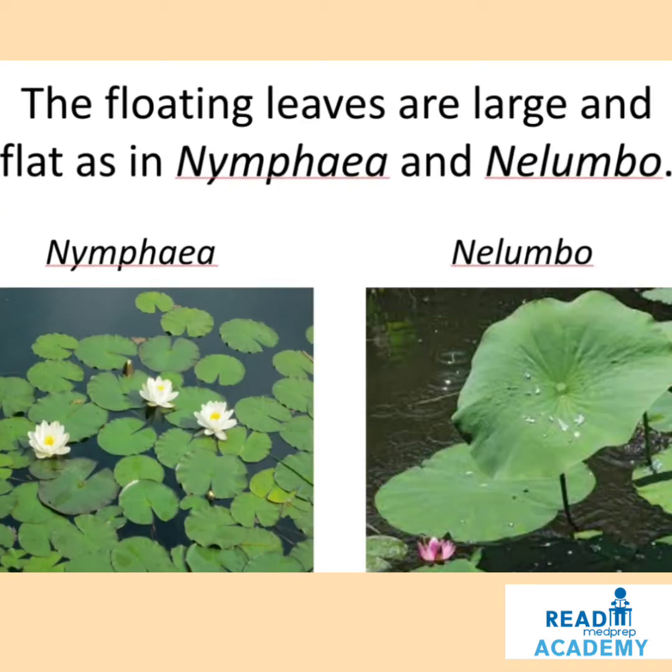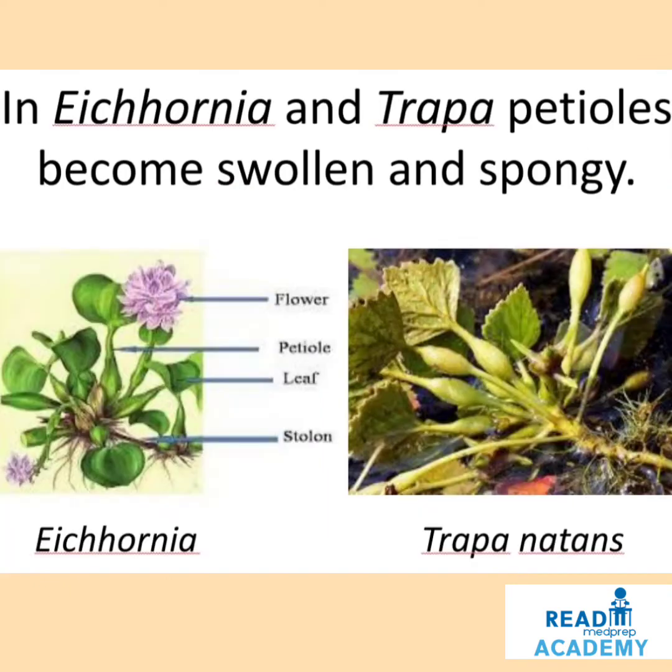The leaves may be floating, large and flat. You can see in the image on the left side Nymphaea, and on the right side you can see the leaves of Nelumbo. In Azolla, the petioles become swollen and spongy. Similarly, in Trapa also you can see the petioles become swollen and spongy. They have air pockets so that the plant can float easily on the surface of the water.